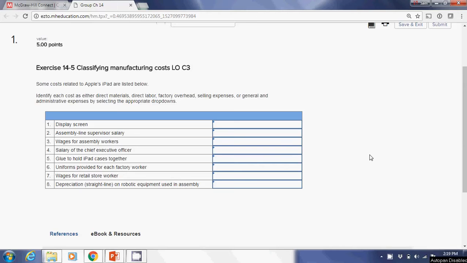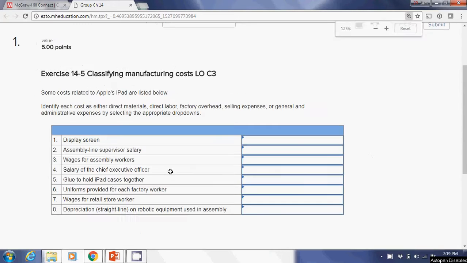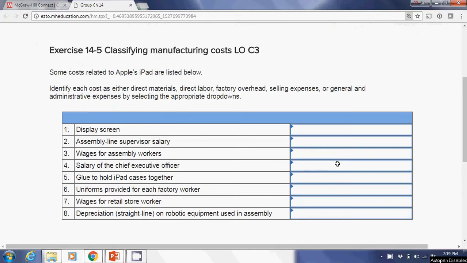Work on the group or practice work for chapter 14. So this first one, really pretty simple, just has us go through and classify manufacturing costs. You'll see here it says that some costs related to the iPad are listed below. Let me see if I can make this just a little bit bigger.